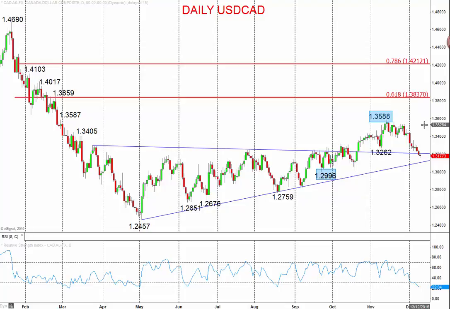Let's take a look at both the US dollar versus the Canadian dollar and also versus the British pound. Although the US dollar has stayed very, very firm versus many of the major global currencies since the US presidential election result, particularly versus the euro and the yen. In fact, we'll have a quick look at those now.